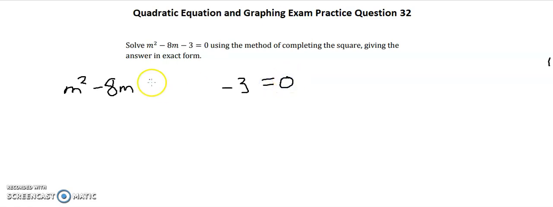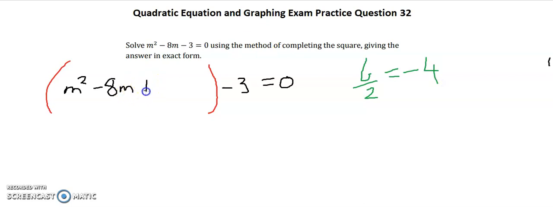Now, I need to think about a perfect square, which is two numbers that add up to b and they times together to equal c. So I need to think about what is going in that gap with the red. So the first thing I think about is half of b. So b divided by 2, well that's -8 divided by 2 is -4. So that means I just need to add -4 squared and minus -4 squared.